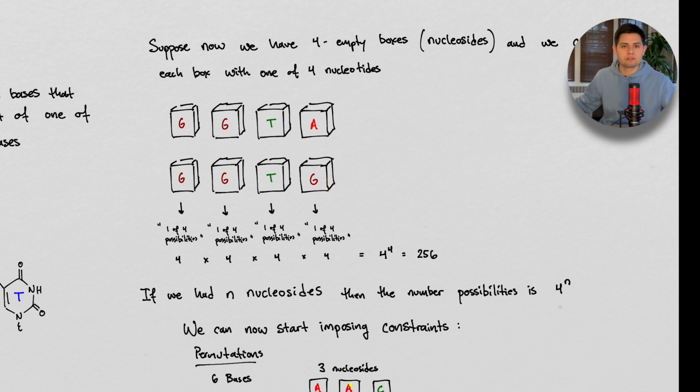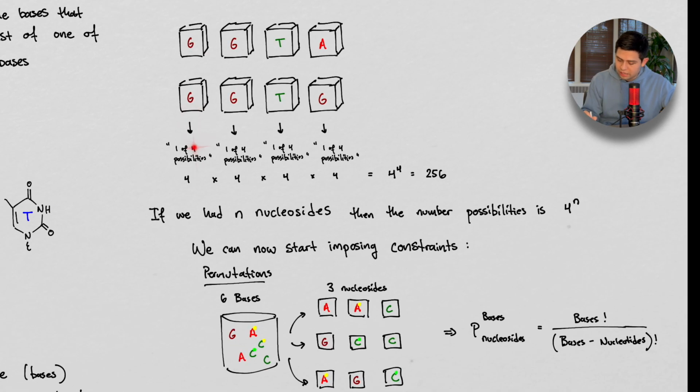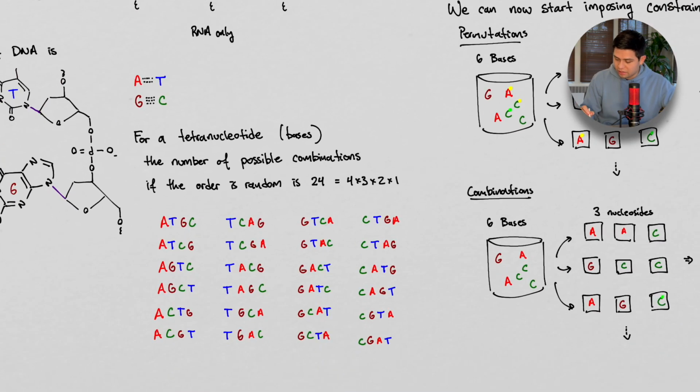If we had an infinite number of bases at our disposal, but we only had 4 nucleosides, then each one of these is going to have a 1 in 4 possibility of being A, G, T, or C. And so if each one of these is 1 in 4, then this changes, right? So 4 times 4 times 4 times 4 instead of 4 times 3 times 2 times 1. And in that case, we get 4 to the 4th power, and this is going to be 256. Right? So if we have a limited number of bases, the number of possibilities is only 24.